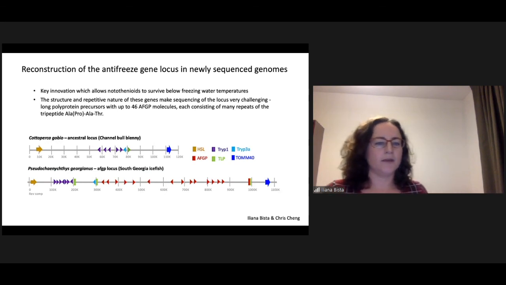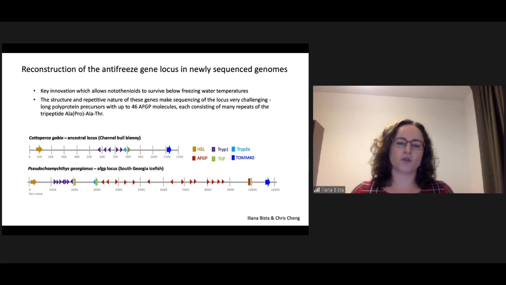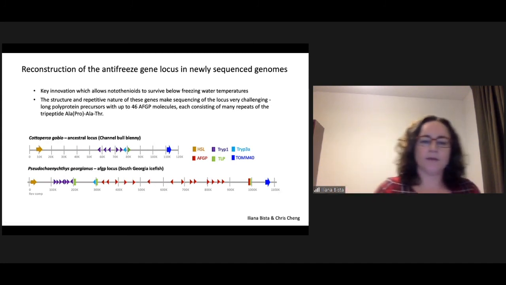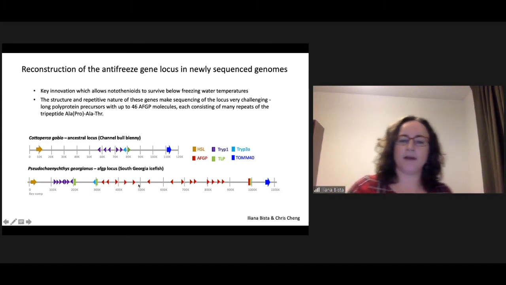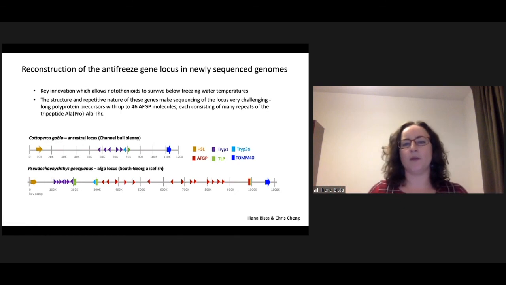structure. Here, using two new chromosomal assemblies, we have reconstructed the derived locus in the South Georgia icefish genome, and also the ancestral locus in the Channel Bull Blenny assembly, which is located on chromosome 16. And this is actually the point where the AFGP gene expanded. In the South Georgia icefish, we have identified 15 copies of the AFGP genes in an entire locus that spans almost 1 megabase in length.